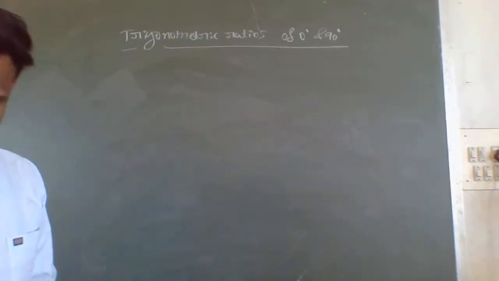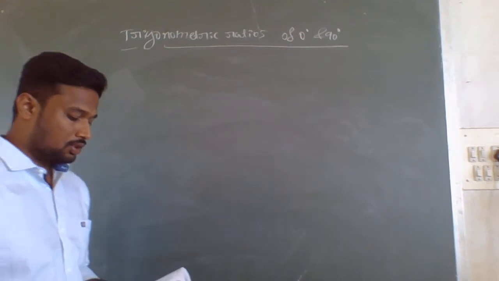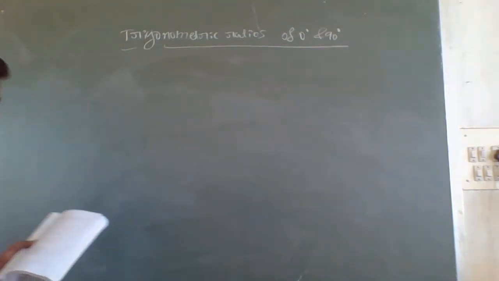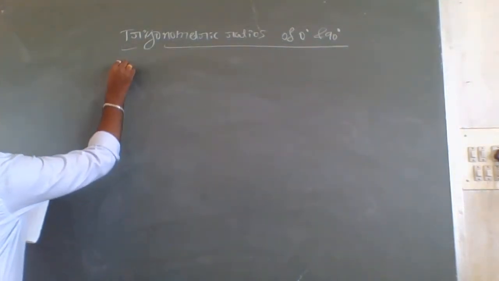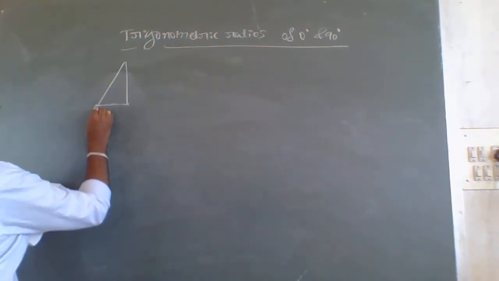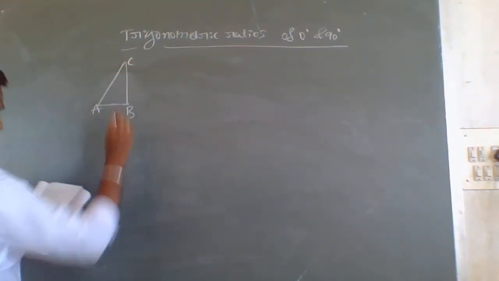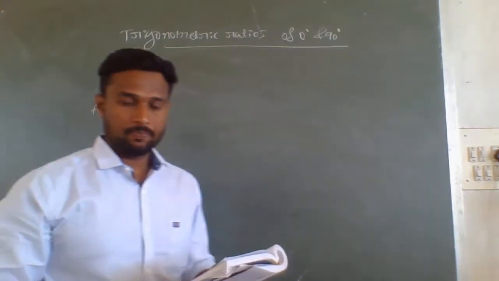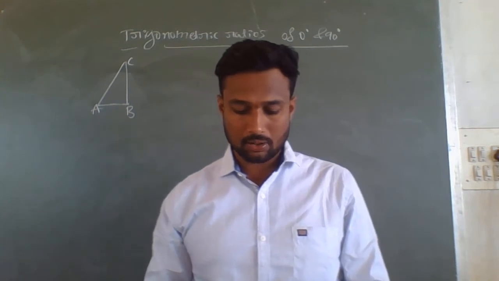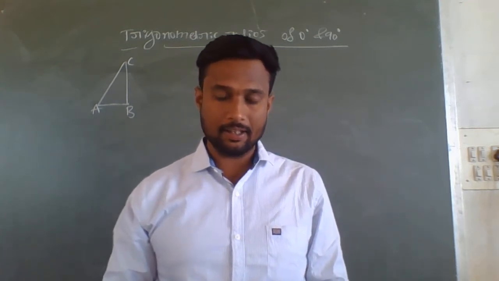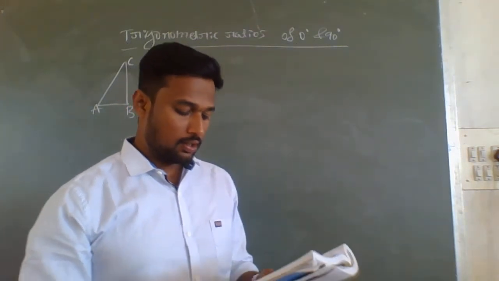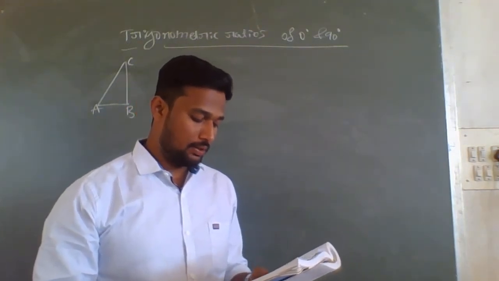So now in page number 183, they have given this triangle ABC. So here they have given, let us see what happens to the trigonometric ratios of angle A if it is made smaller and smaller in the right triangle ABC.